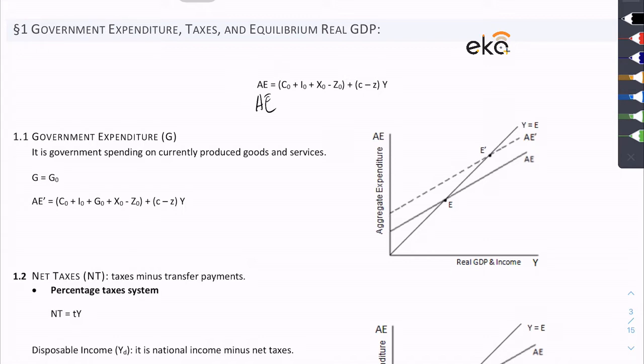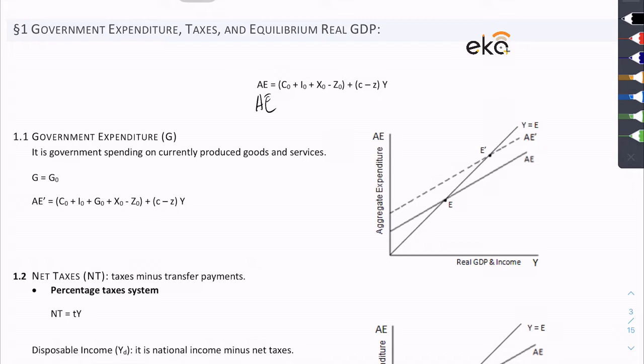The reason government expenditure G equals G0 is that next year's budget is actually proposed at this year's year end. So this is planned autonomous expenditure, and it won't change with next year's GDP. That's why G equals G0. Now we have our complete aggregate expenditure function: AE equals C0 plus I0 plus G0 plus X0 minus Z0 plus (C minus Z) times Y.